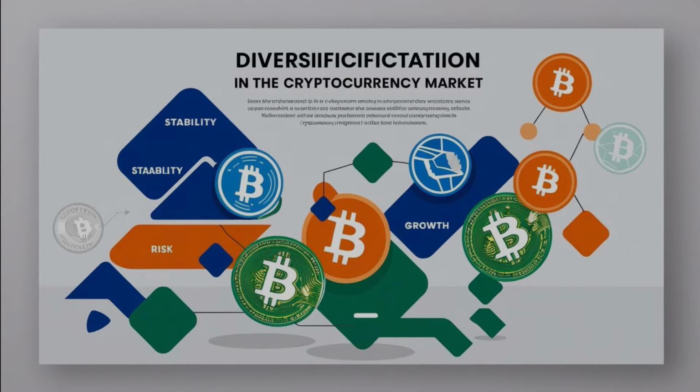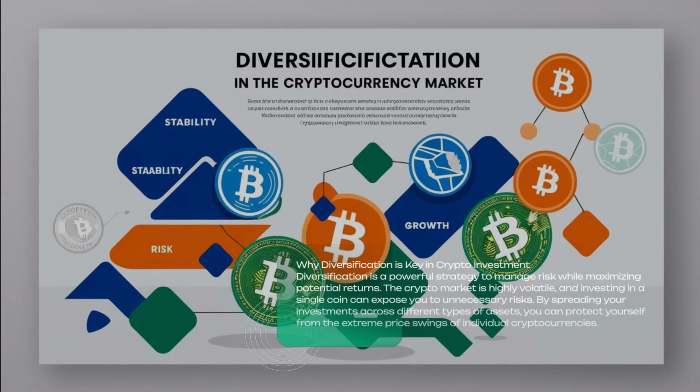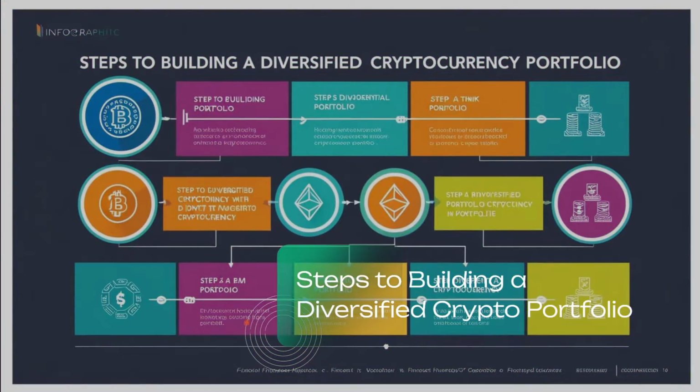Why diversification is key in crypto investment. Diversification is a powerful strategy to manage risk while maximizing potential returns. The crypto market is highly volatile, and investing in a single coin can expose you to unnecessary risks. By spreading your investments across different types of assets, you can protect yourself from the extreme price swings of individual cryptocurrencies.